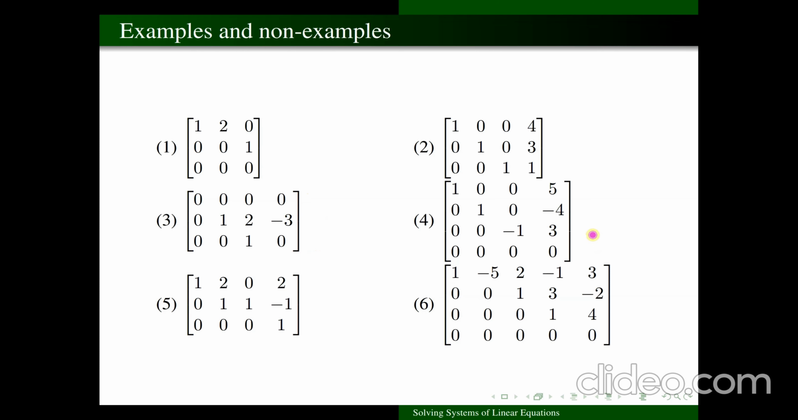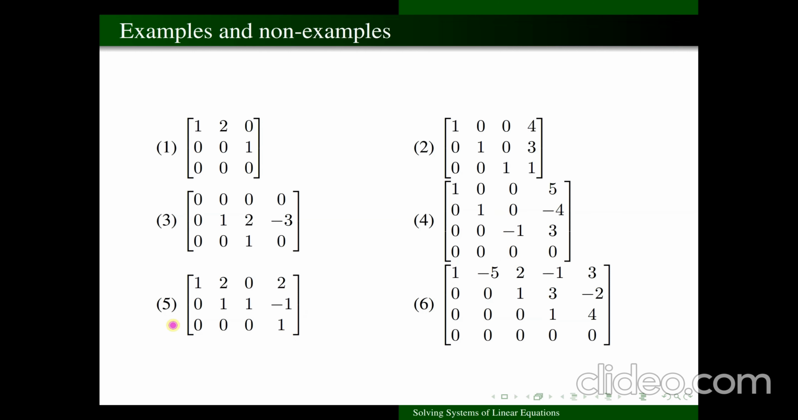Matrix 4. What about matrix 4? So it has a row of zeros. It lies at the bottom of the matrix. So condition 1 is okay. In each non-zero row, the first non-zero entry must be a 1. But we see that in the third row, the first non-zero entry is not equal to 1. So this shows that this matrix does not satisfy the second condition. So this is not in RREF.